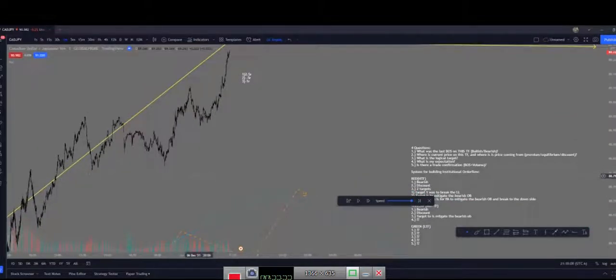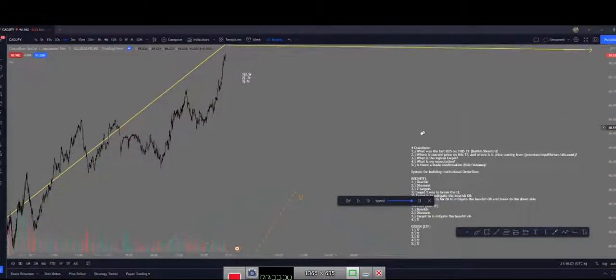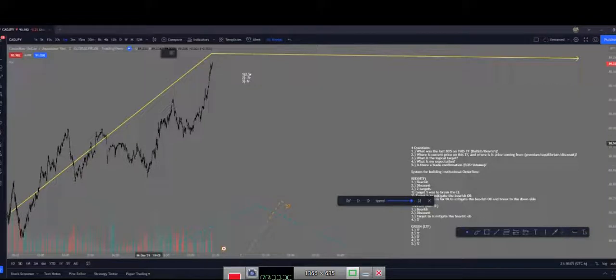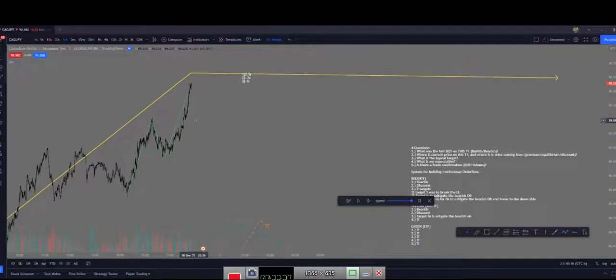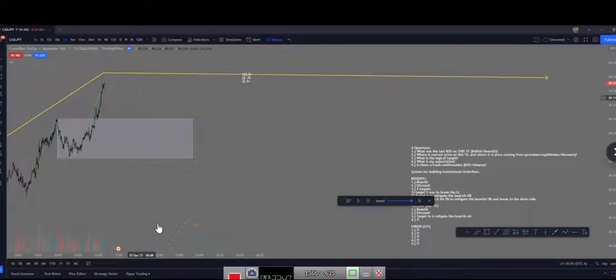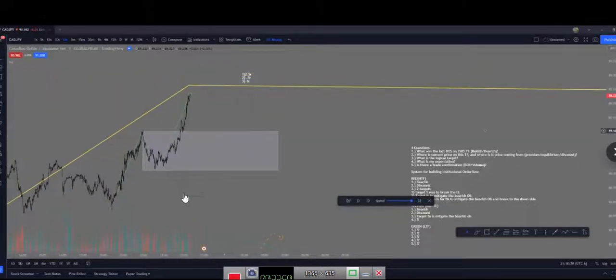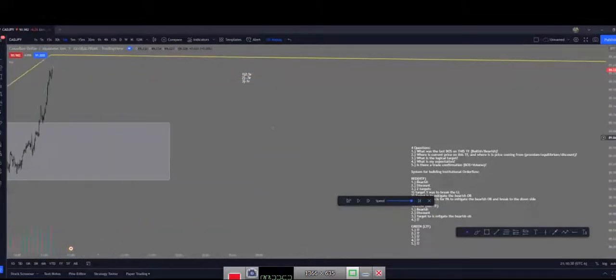All right, so we got breaker structure, bullish structure here. We have premium, got this order block right here that we can expect price to come back and mitigate and then continue higher. What do you guys think? Sounds like something.